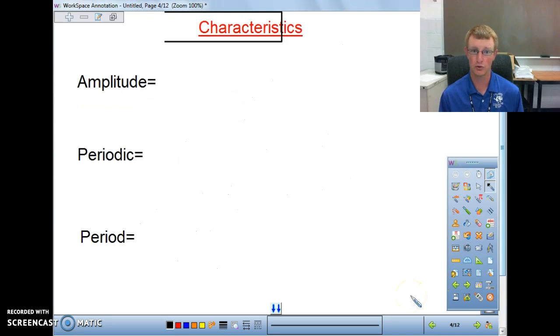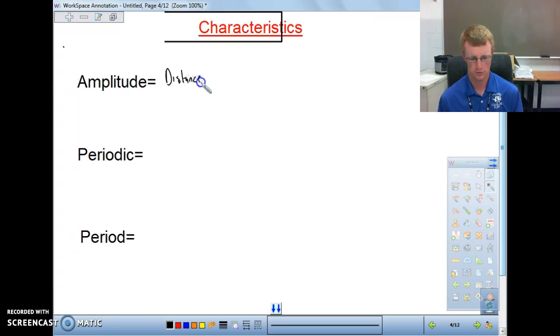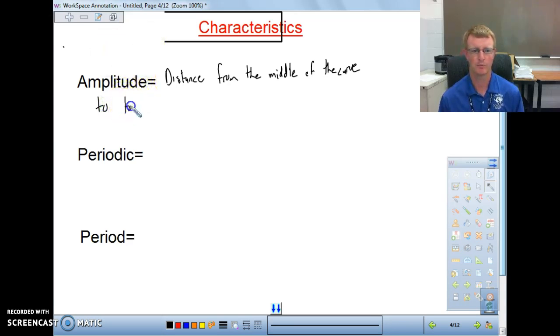Okay, so let's get into more characteristics. Amplitude. The first thing, amplitude, we're going to define as the distance, and we're going to use regular terms, from the middle of the curve to the top or bottom.